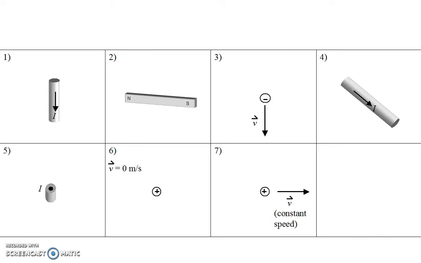But this question did ask you to draw all electric and magnetic fields produced by any of these objects. So let's go ahead and start with electric fields. So one of these objects here is going to produce an electric field. So one of the first things we look at probably is number 6. So what is number 6? It's a positive point charge.